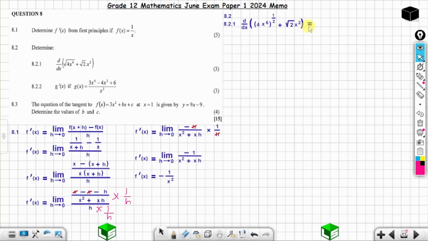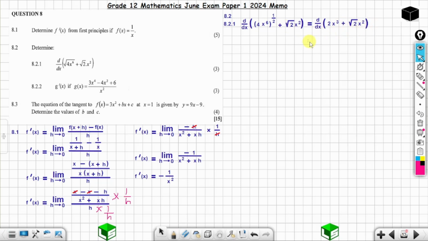So this is equal to the derivative with respect to x. You have 4 to the power of 1 over 2, you're going to have 2. Now x to the power of 6, and then to the power of 1 over 2. You have 6 times 1 over 2, which is 3. So you have x to the power of 3, plus you have what you have there.